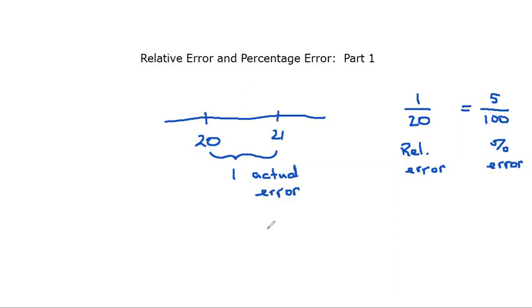Another way to think of this is that the distance that you're off by here is your change in x. And your 20 over here is the true x value. So you could think of this as the amount that you're off by along the x-axis compared to the original x. So this is relative and percentage error for the x's, and we could do this for the y's as well.